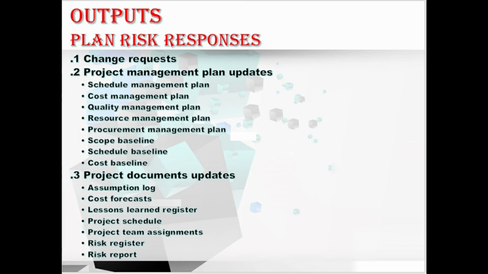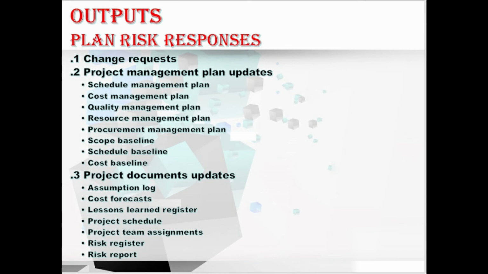We have project management plan updates, which consist of the schedule management plan, cost management plan, quality management plan, resource management plan, procurement management plan, scope baseline, schedule baseline, and the cost baseline. Let me explain one by one. First, the schedule management plan. In this output, the changes to the schedule management plan, such as changes to the resource loading and leveling, or updates to the schedule strategies, are incorporated.